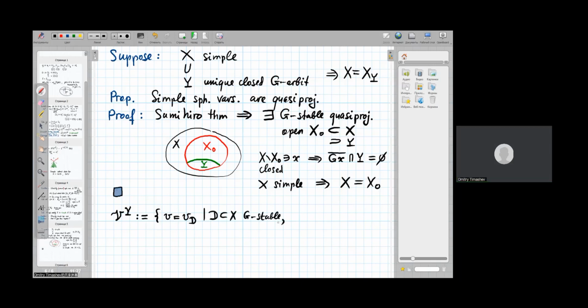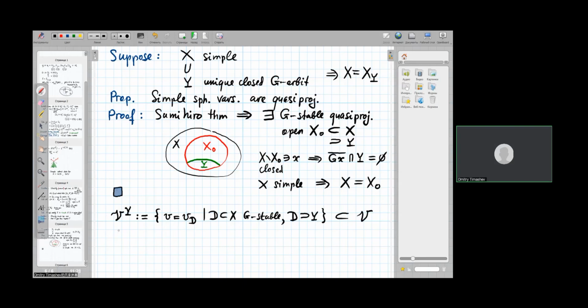Since I am assuming X to be simple, any G-stable prime divisor should contain Y. But let me write it explicitly that these divisors contain Y, because I can define this set not only in the simple case, but for any spherical variety. Just consider the set of all G-stable prime divisors containing a given G orbit. This is the same thing. So the respective valuations are some vectors in the valuation cone. So we get a finite subset in the valuation cone, denoted V over Y.